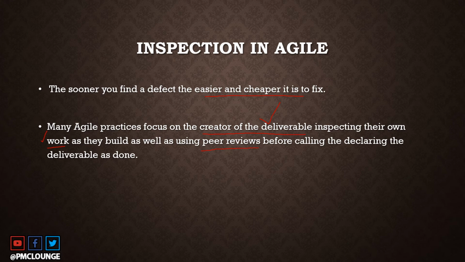So if I am writing the code, I would want my peer to review the code for me. So you can do that, and that is basically a part of the definition of done as well. So you can mark this deliverable as done only once the code is reviewed by a peer. So that could be basically a practice that you follow in the agile world.